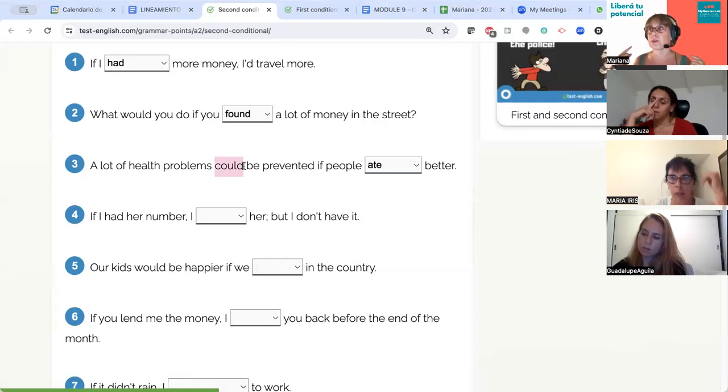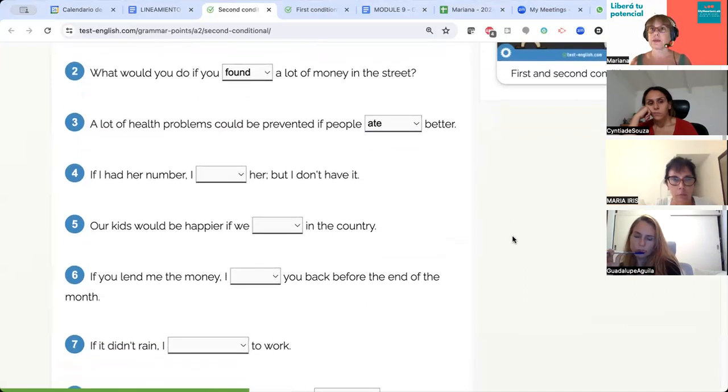Remember last class, we mentioned this, but for the type 1 with will, we said that instead of will, we can have can, for example, okay? If you have time, you can watch TV later. I'm not using will, I'm using can, but it's a conditional 1, okay? And here, we are using could in combination with past, and it's a conditional 2.